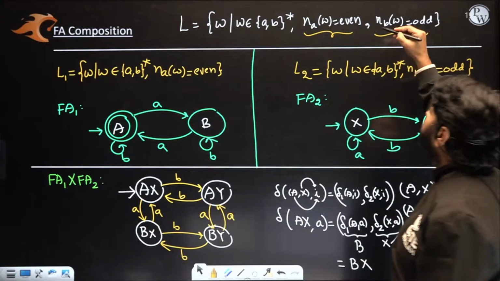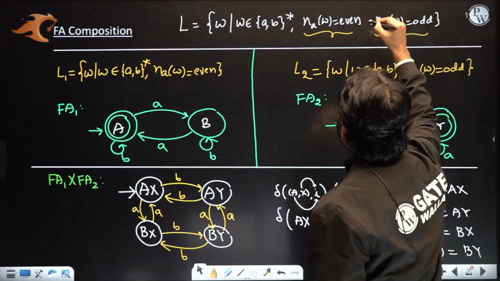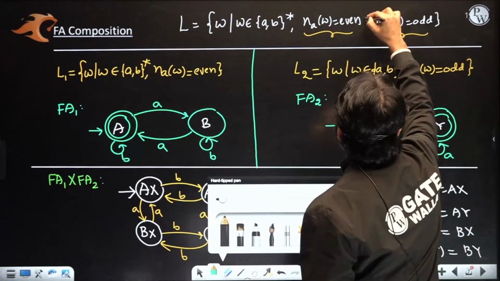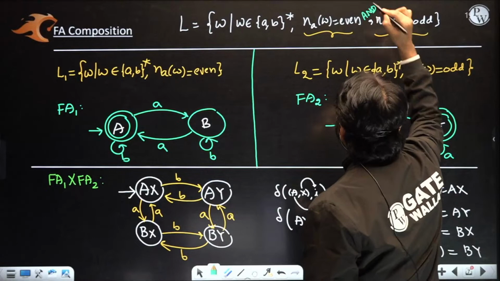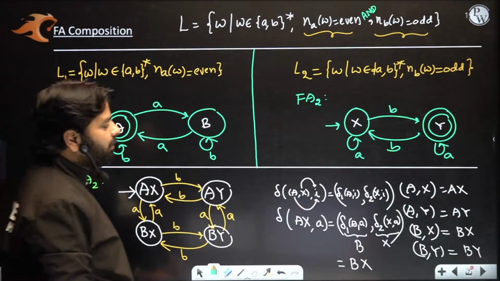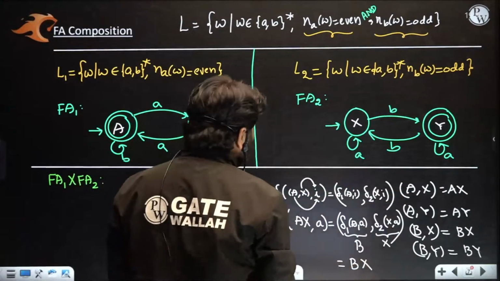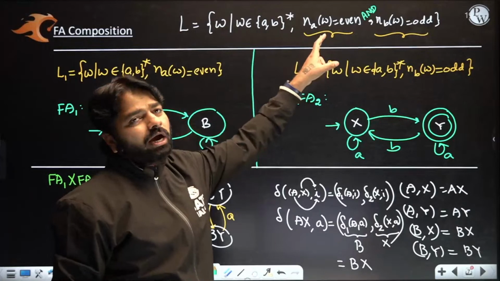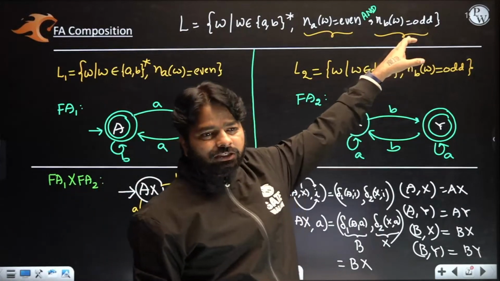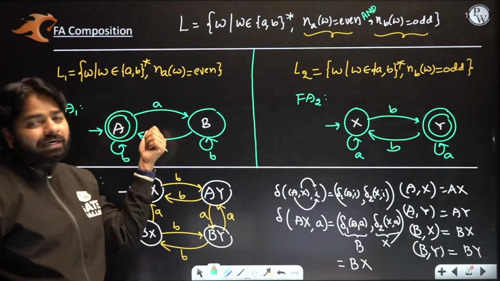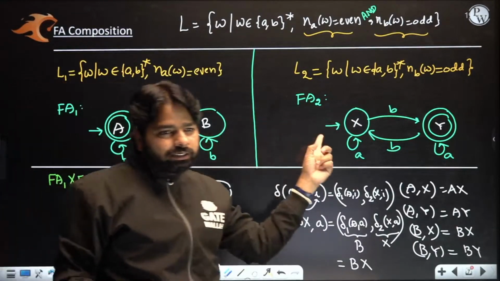First problem is, this is the AND. What does this comma represent? AND. This comma represents AND. Now for solving this AND, I want to satisfy this condition and also I want to satisfy this condition. Then you need to look at the pair where here it is accepted and here also it is accepted.